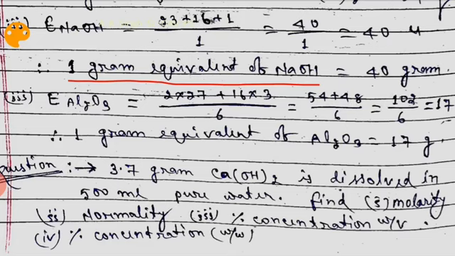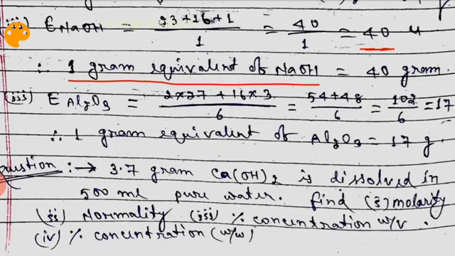It is quite clear. Means 40 gram is the weight of 6.022 into 10 to the power 23 molecules of sodium hydroxide, while 40 U is the mass of only one molecule of sodium hydroxide. This is the difference.